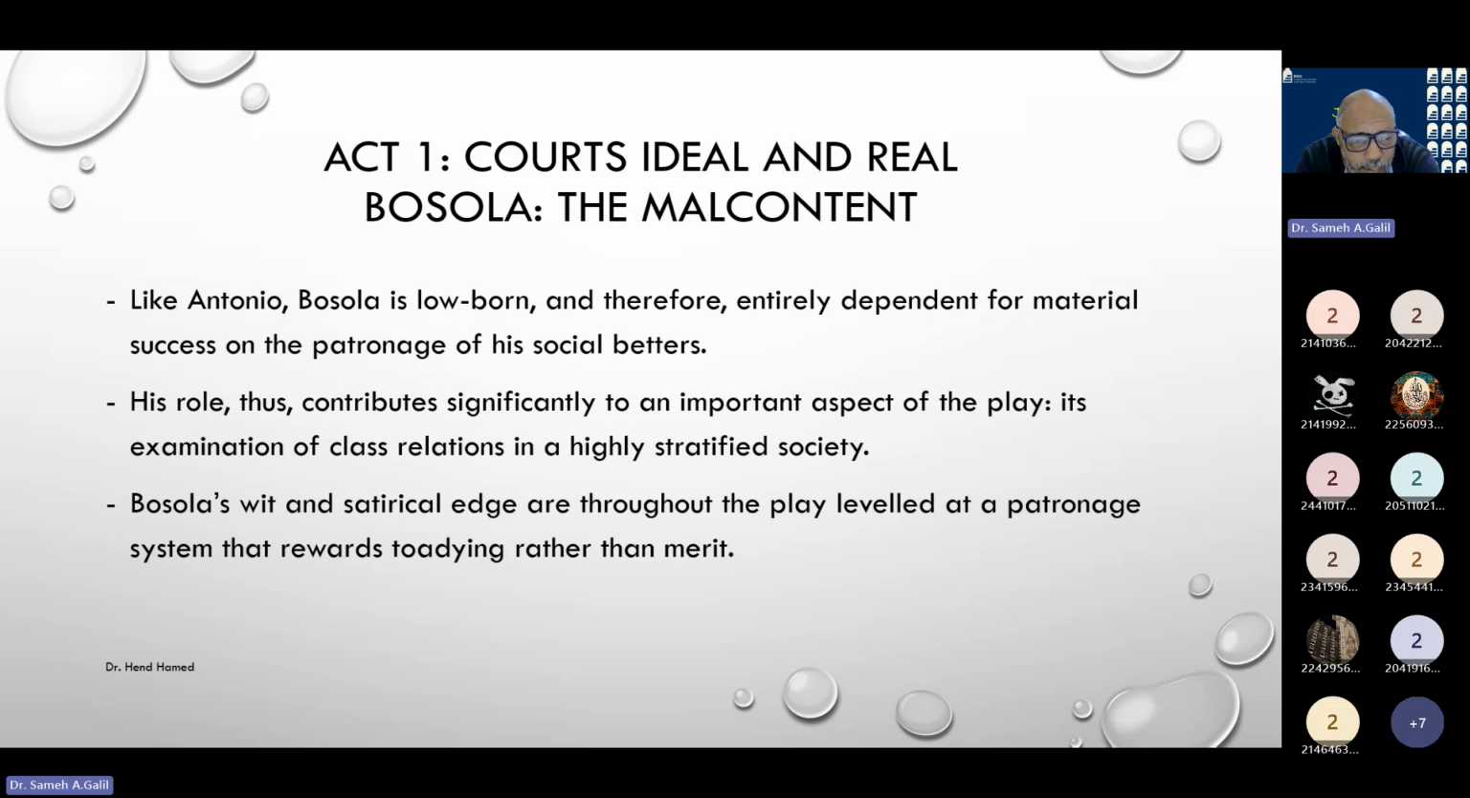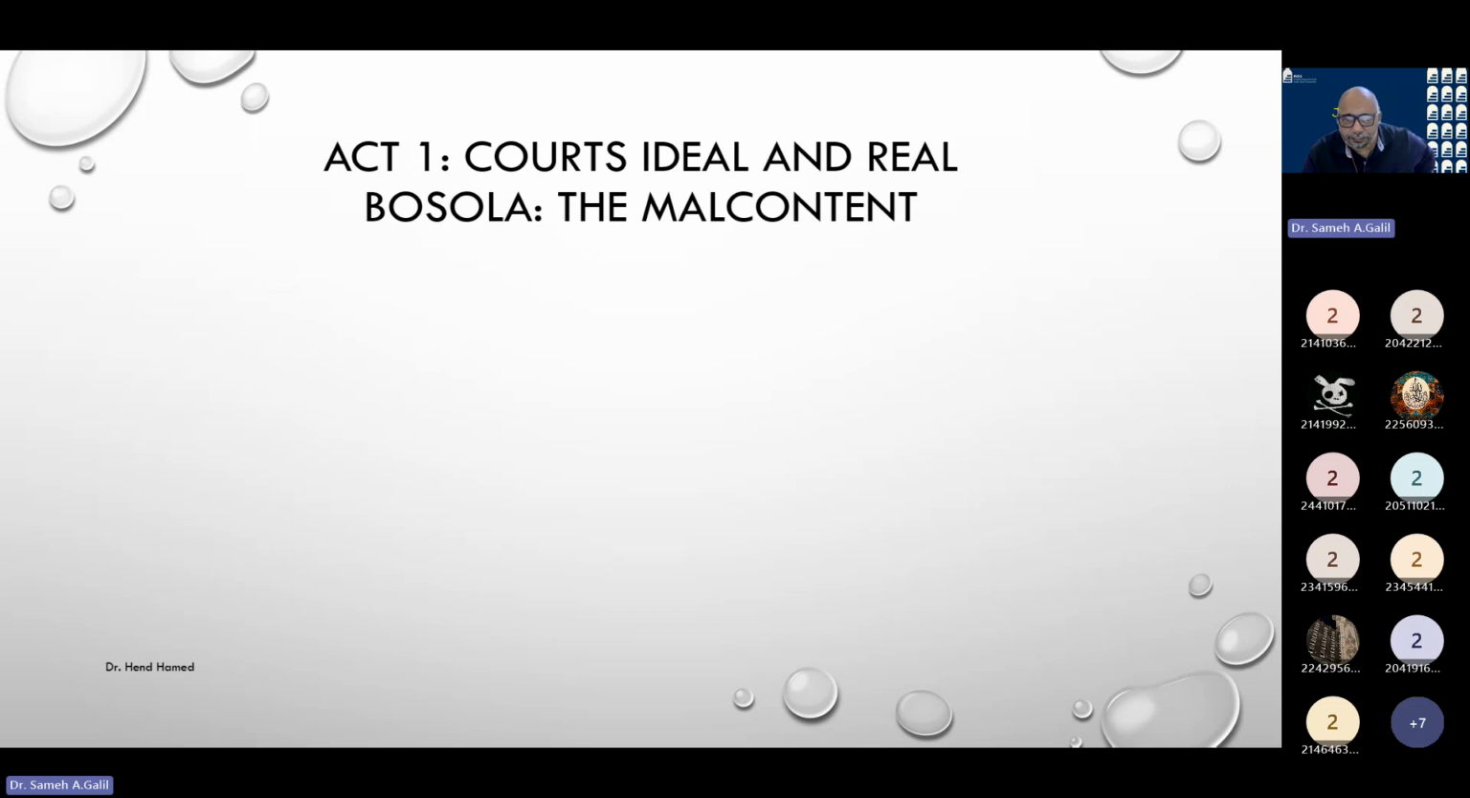So what do we need Bosola for? Bosola and his role contribute significantly to an important aspect of the play, which is the examination of class relations in a highly stratified society. Again, we're stressing the fact that Bosola is using his wit and his intelligence and his satire, and he levels his criticism at the patronage system that favors the flatterers over those who deserve, those who have merit.